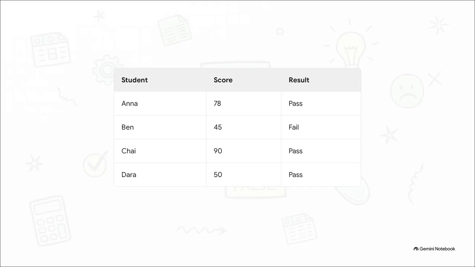Okay, let's dive into this with a real-world example, like grading some students. So we've told our Excel bouncer that to pass, a score needs to be greater than or equal to 50. Look at Anna. She has a 78, so she easily gets a pass. Ben has a 45. Now 45 is not 50 or higher, so he gets bounced. He gets a fail. Chai scored a 90, which is clearly a pass. But look really closely at Dara at the bottom there. Dara scored exactly 50. Because our logical condition explicitly states greater than or equal to 50, Dara successfully passes.